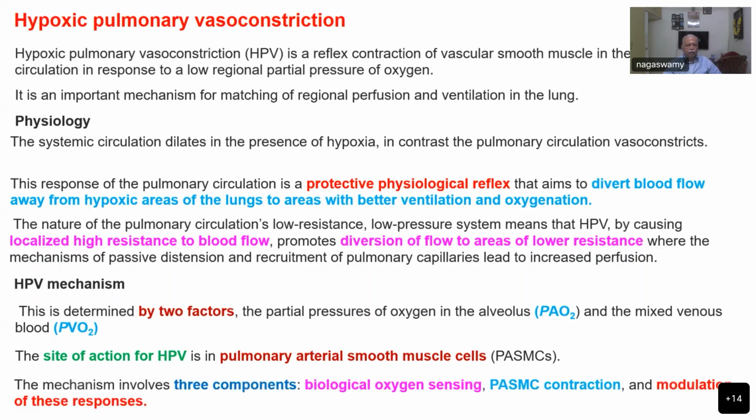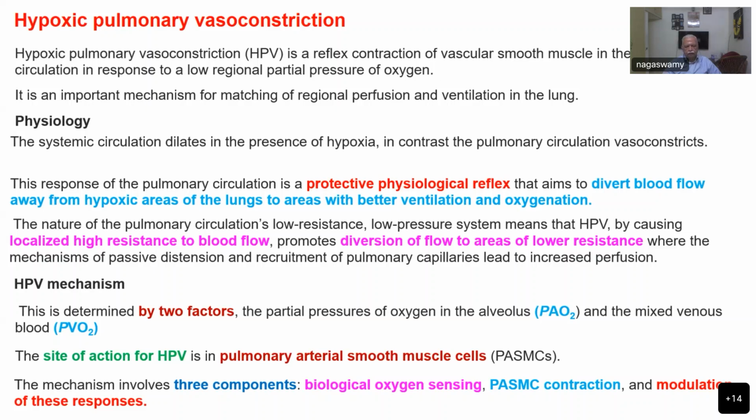And there are three components. One is biological oxygen sensing, which causes these smooth muscles to contract. Then there is the contraction. Once the oxygen level sensing is done, immediately the pulmonary arterial smooth muscle contraction happens. And the third is modulation of these responses. The next time the alveoli get opened out and oxygen comes into that same alveoli which was previously collapsed, automatically this constriction will relax and blood flow will start happening. That is what is called the modulation. So depending upon the alveolar oxygen tension, this modulation will happen.